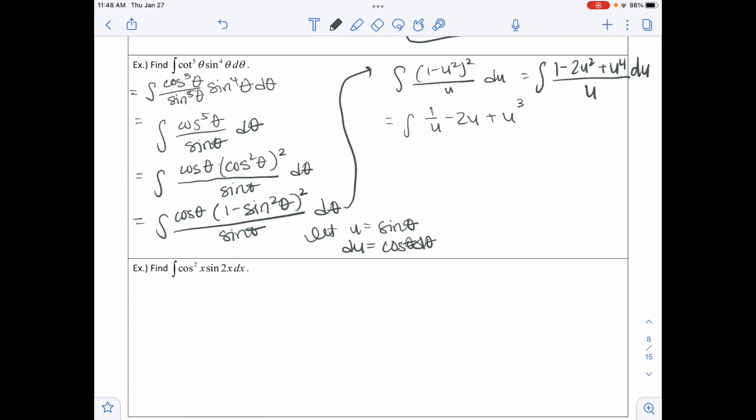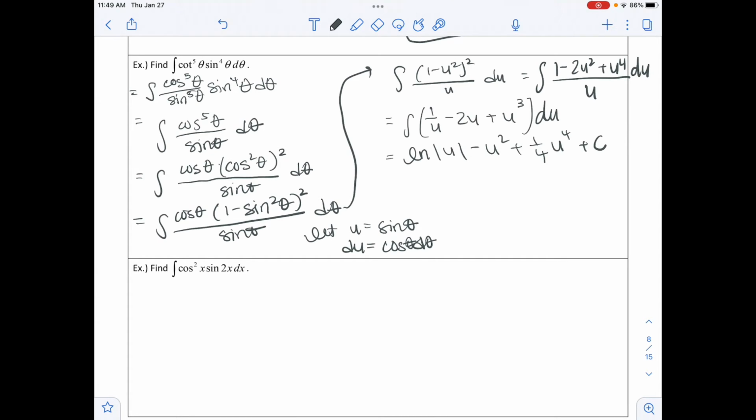And this would be breaking each of these terms up individually and being 1 over u minus 2u squared over u, and then simplifying it, plus u to the fourth over u du. So integrating from here, we have ln of the absolute value of u minus u squared plus 1/4 u to the fourth plus c, since this is an indefinite integral.